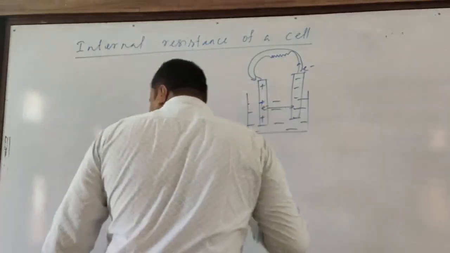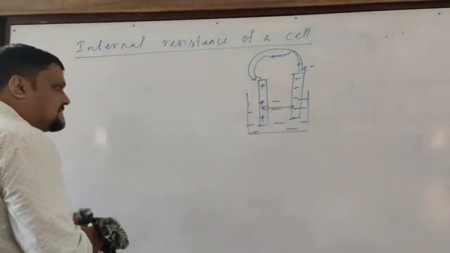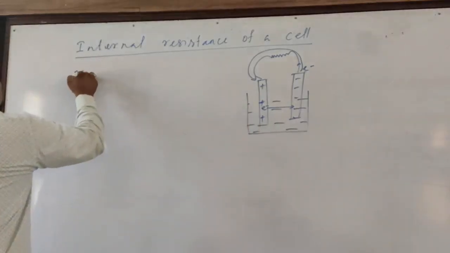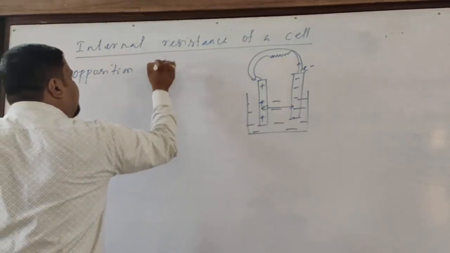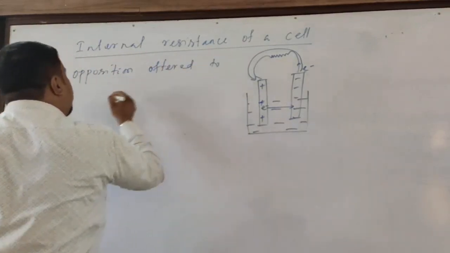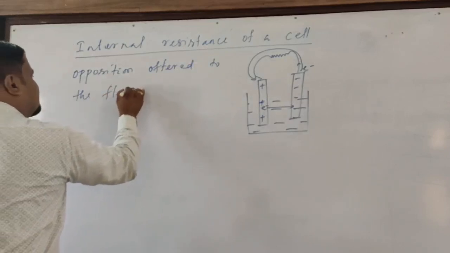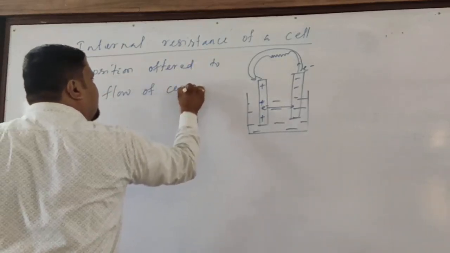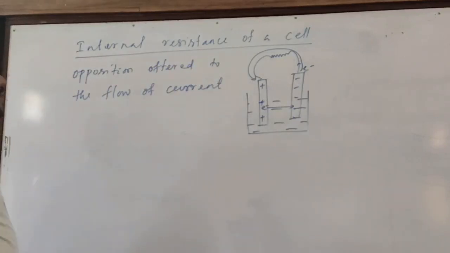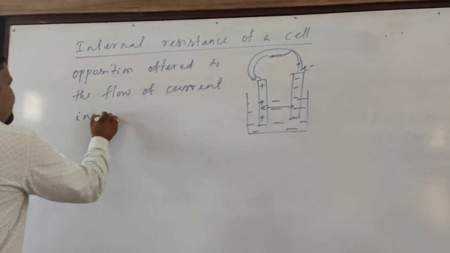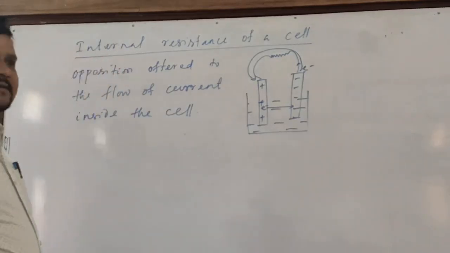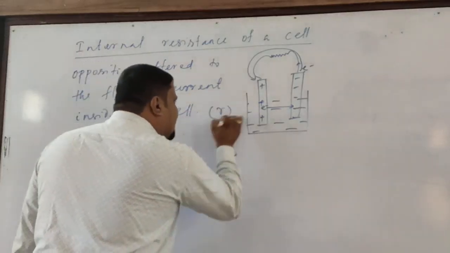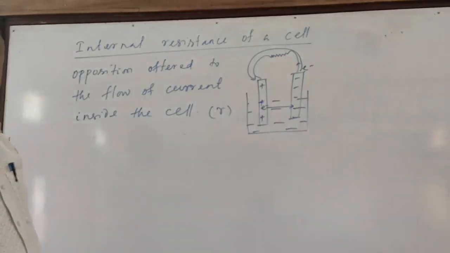What is the internal resistance of the cell? It is the opposition offered to the flow of charge or current inside the cell. That's why it is called the internal resistance. We represent it with a small r.